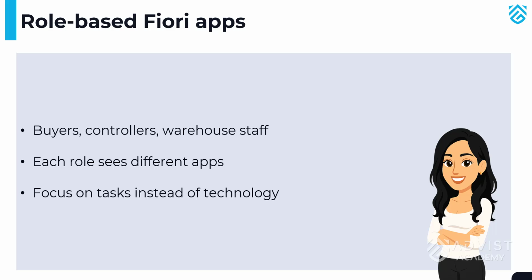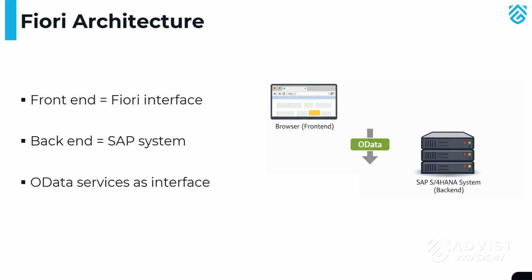relevant to their work. Technically, SAP Fiori is based on an architecture consisting of a front end and a back end. The front end is the Fiori interface in the browser, while the back end is the actual SAP system in which the data is processed. Communication often takes place via so-called OData services, which provide data from the SAP system.